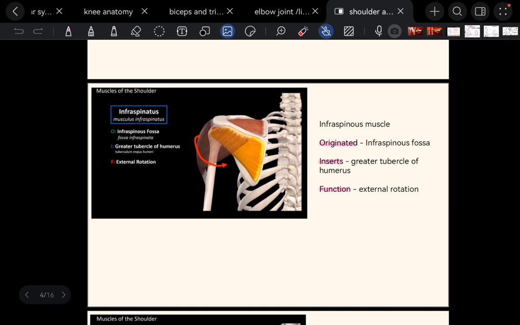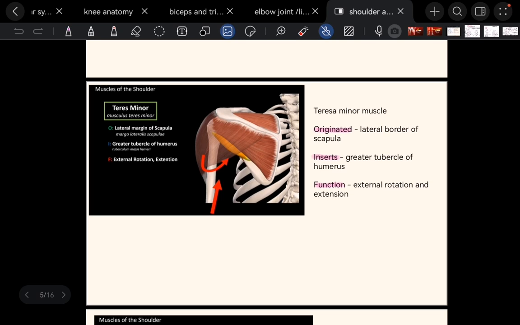The next muscle is the infraspinatus. The infraspinatus is a muscle that originates at the infraspinous fossa. It inserts at the greater tubercle of the humerus. The function of this muscle is to provide external rotation.